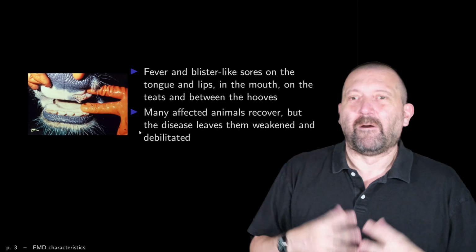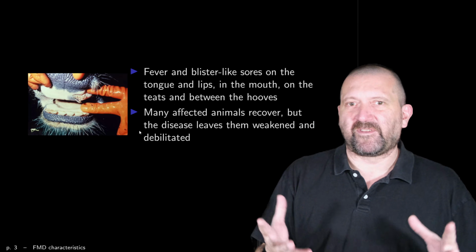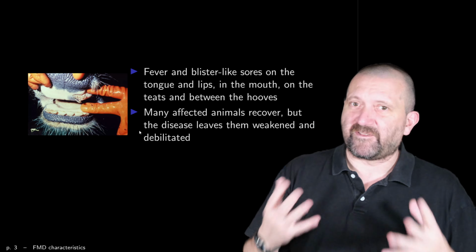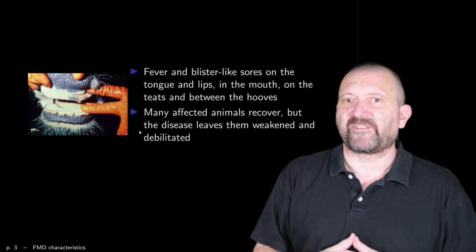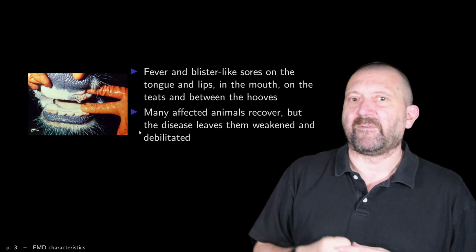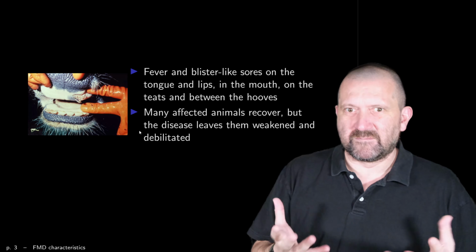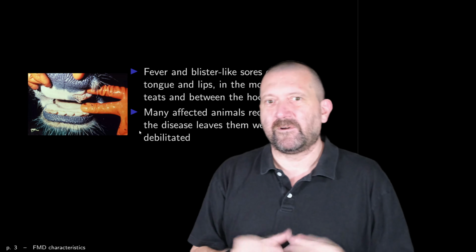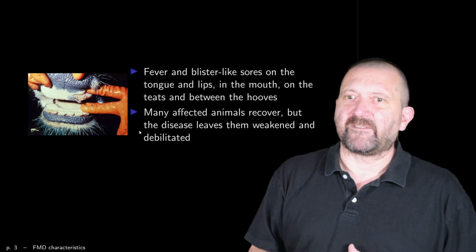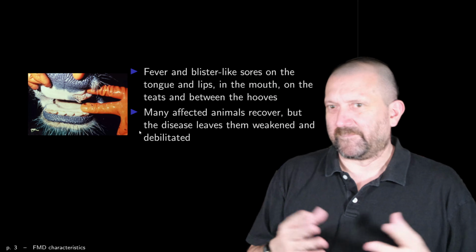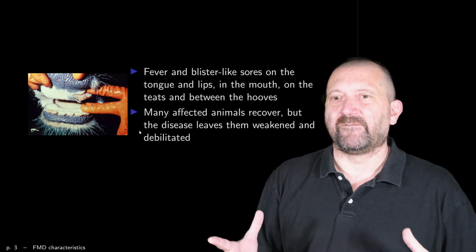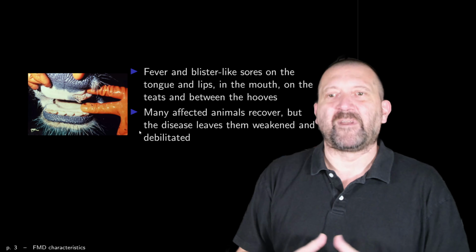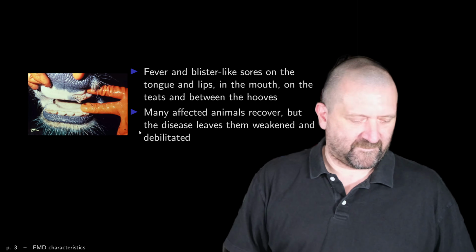So, what happens is that you see fever and you see blister-like sores on the tongue and lips, on the mouth, and between the hooves. Many animals recover, but it's a debilitating disease, in a way that an animal that has been infected and recovers is not necessarily in the best shape thereafter.